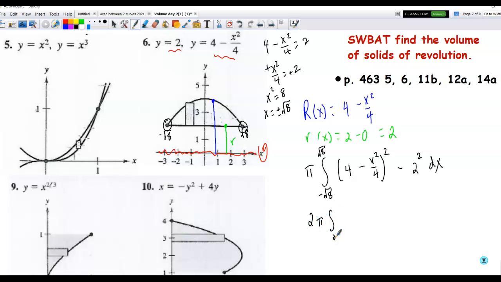and I'm going to go from 0. See, this is one of our properties of integrals. We have an even function, so I'm going to go from 0 to square root of 8, and that way I simplify my arithmetic when I have to evaluate the problem. Okay? All right. Let me square this binomial.